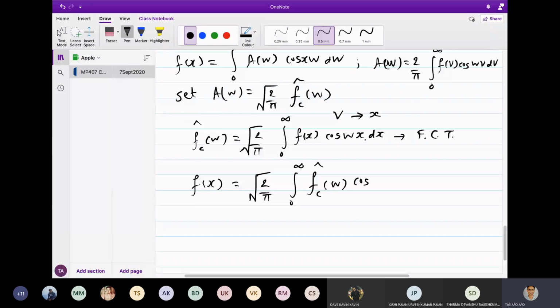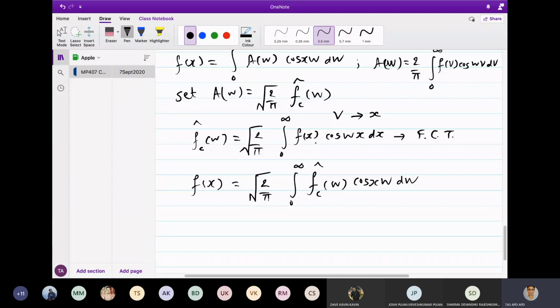Yeah, and when you change it from this to this, what would happen is that your integration parameter will change from x to w. Okay, from x to w. Why is that? Because ultimately you are writing this as a function of f(x). So your integration parameter should not be in x, it should be in w.